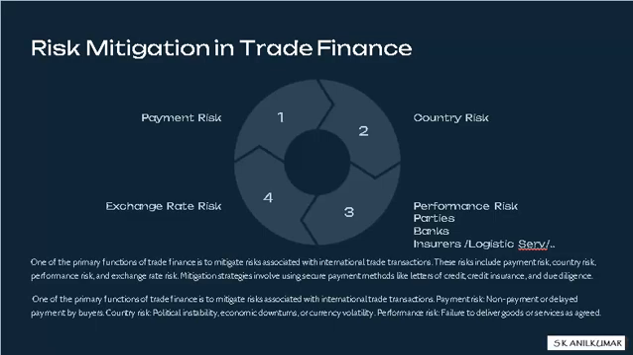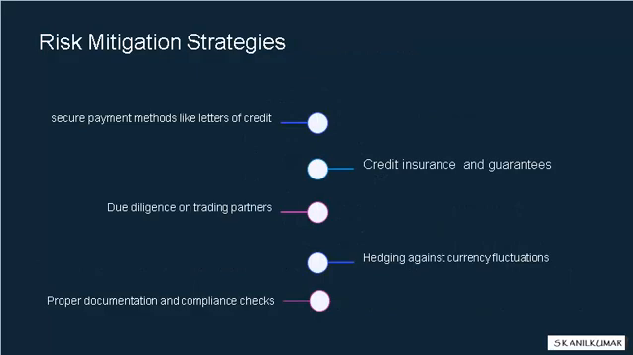Now, we also need to look at the performance risk of the parties: the buyer unable to pay because of insolvency or bankruptcy, the seller unable to deliver, again because of the closure of the business. These are also some of the risks. What are the risk mitigation strategies?